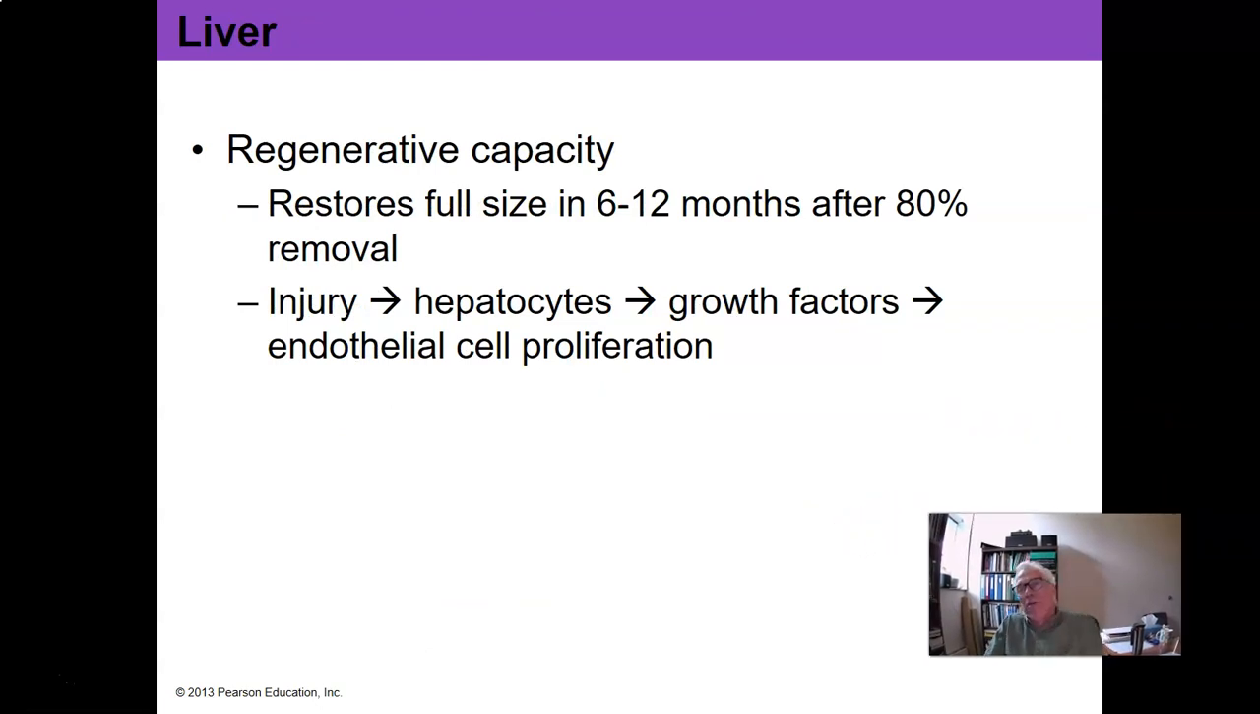Another cool thing about the liver is it's highly regenerative. It's estimated that you can remove up to 80% of the liver, and it will regenerate itself back to essentially its original capacity. That's pretty astonishing. We've talked about the regenerative capacity of different tissues and been thinking about that all along since way back in chapter 4. Here's a majorly regenerative tissue.